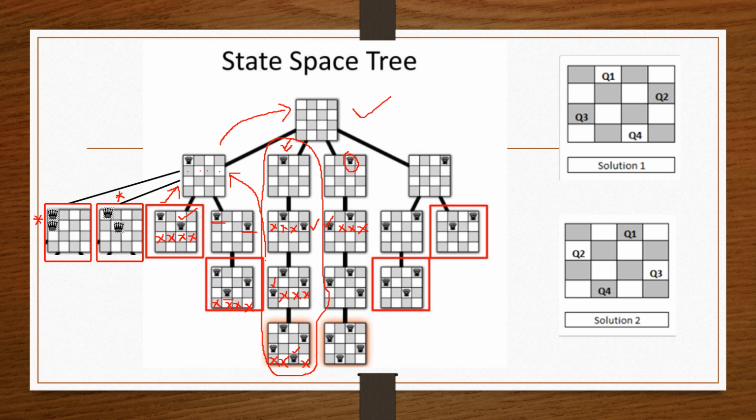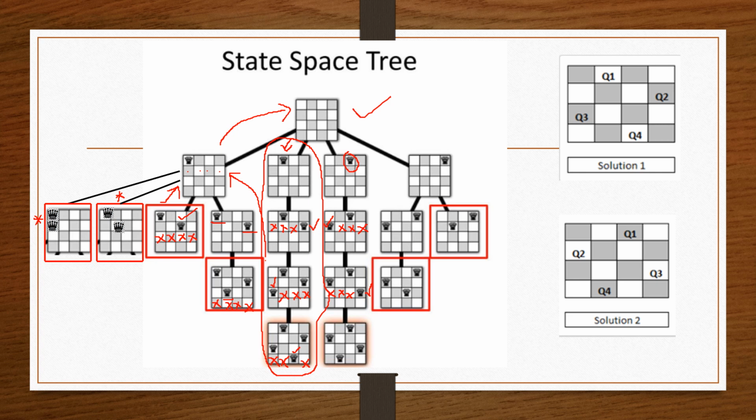Now let us explore how third queen can be placed. The third queen cannot be placed here because of vertical clash. It cannot be placed here because of diagonal clash. It cannot be placed here because of vertical clash, but third queen can be placed in the fourth column successfully without any clash. So we have placed first queen, second queen and third queen successfully.